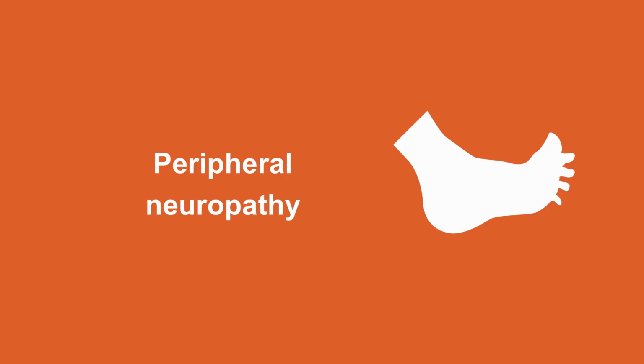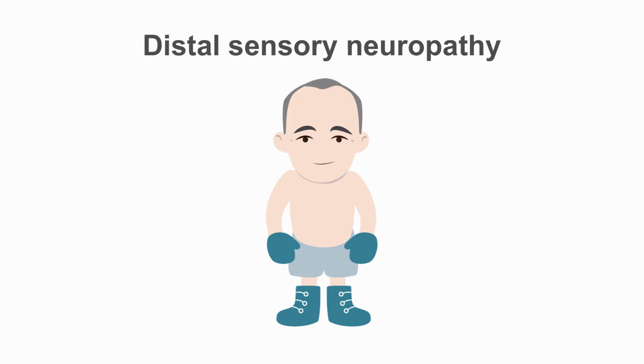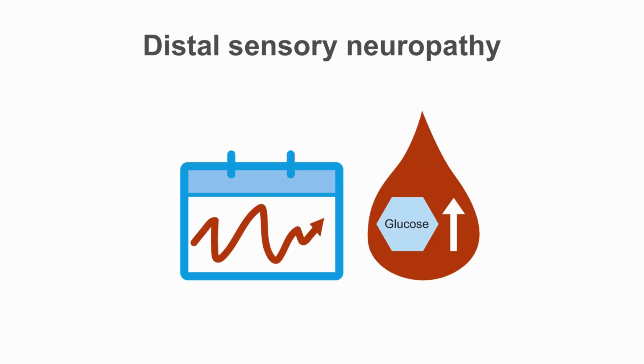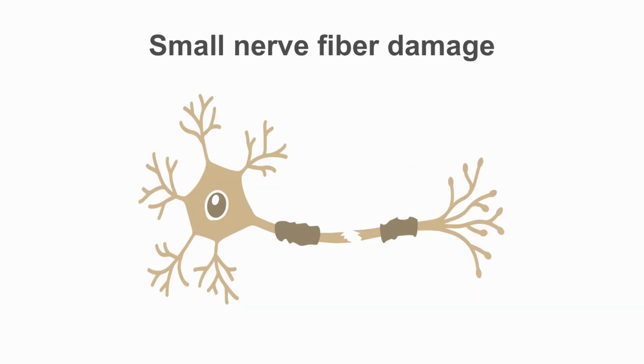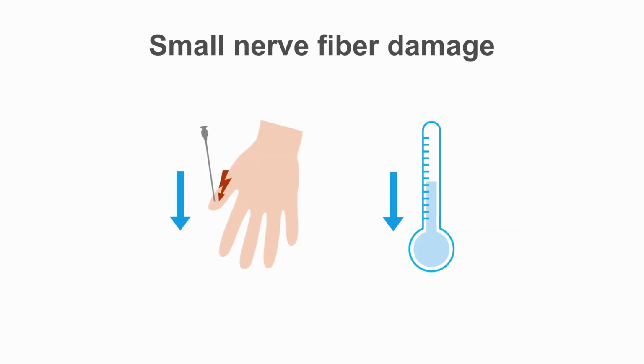Let's start by taking a look at peripheral neuropathy. Recognizing neuropathy in your patients is important for early intervention to prevent progression and other complications. The most common form of diabetic neuropathy is symmetric distal sensory neuropathy. This presents with symmetric neuropathic symptoms and a glove and stocking distribution. It develops following long-standing hyperglycemia and involves damage to small nerve fibers, resulting in loss of pain and thermal sensation.